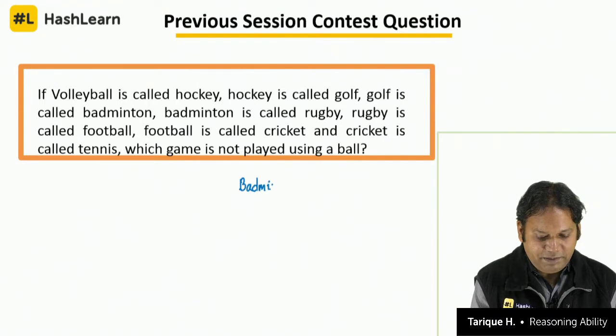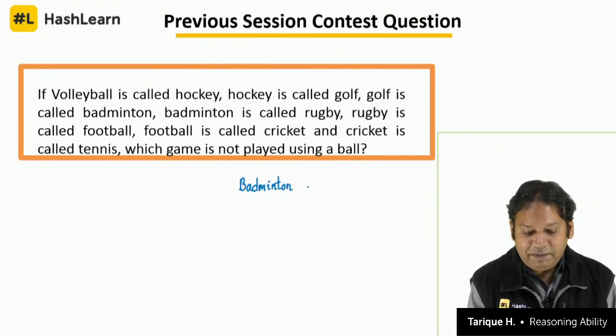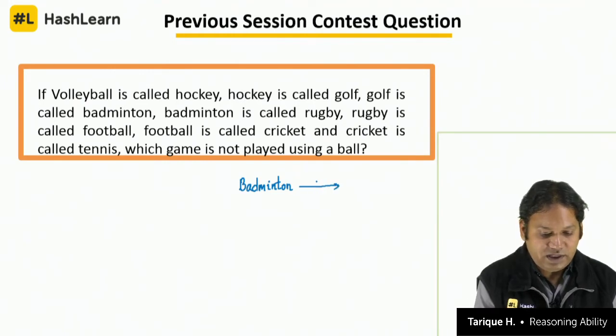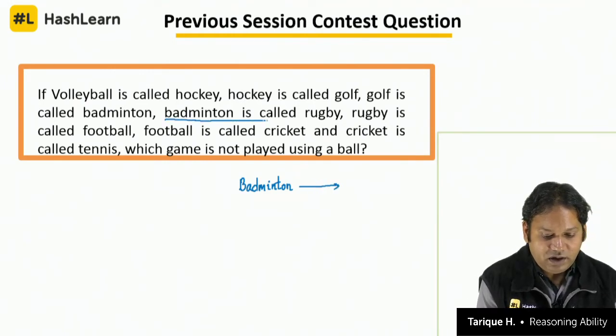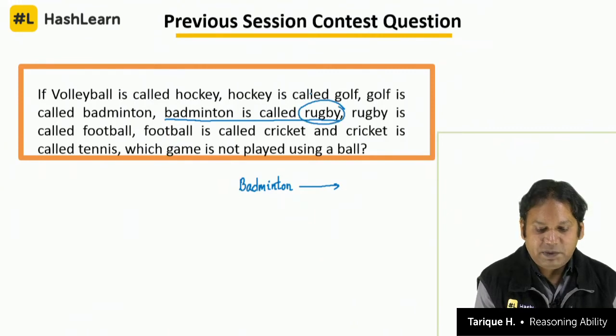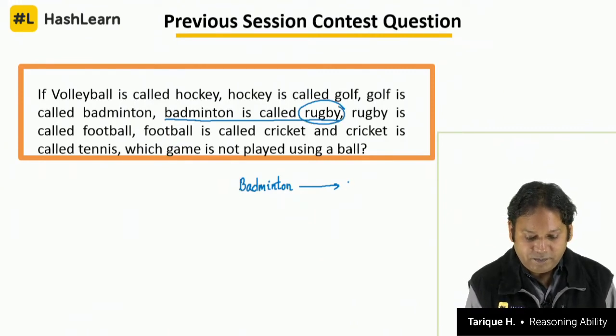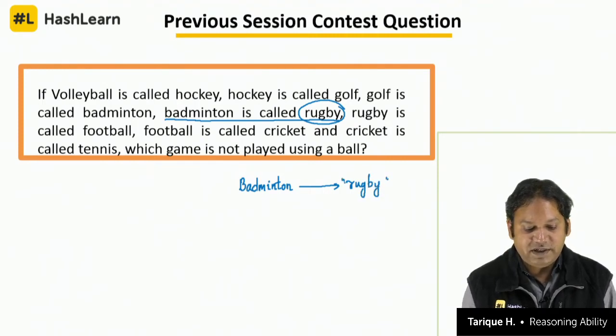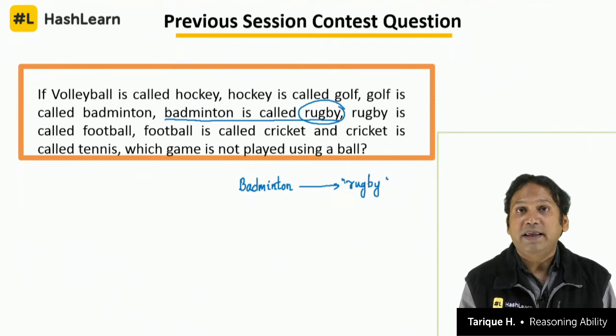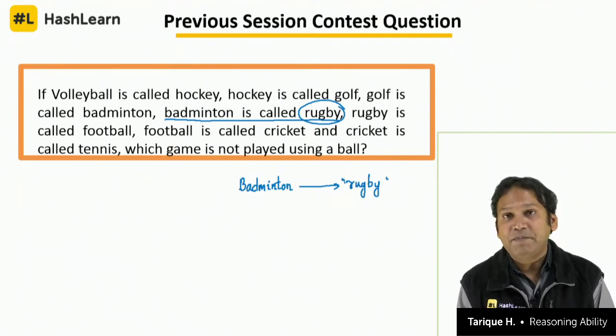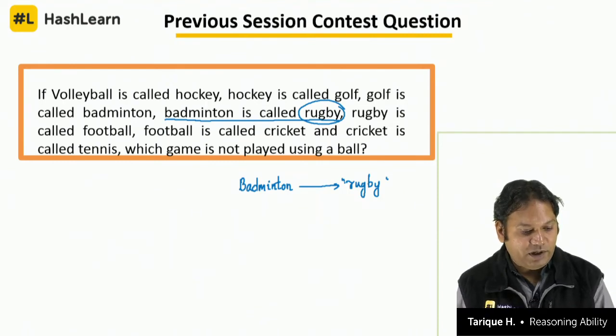But is the answer badminton? No. What is badminton called in the question? You can see here, badminton is called rugby. So our answer will not be badminton, but what badminton is called. So the answer for this question, which game is not played using a ball, will be rugby here. Please understand again. We know rugby is played using a ball, but we are just going to think about the words here.